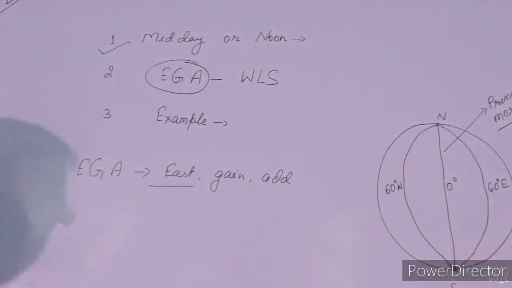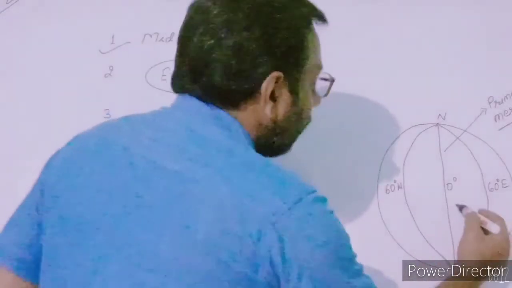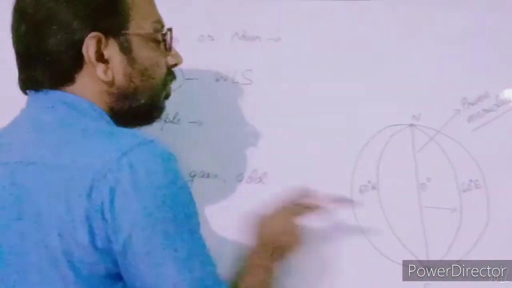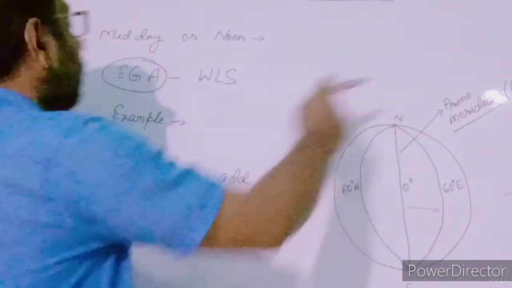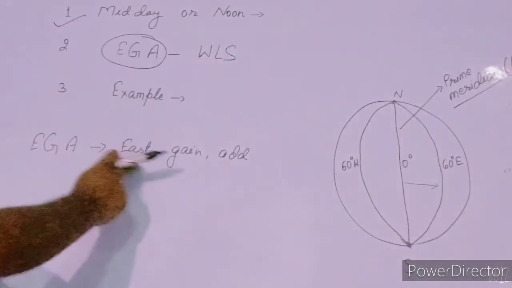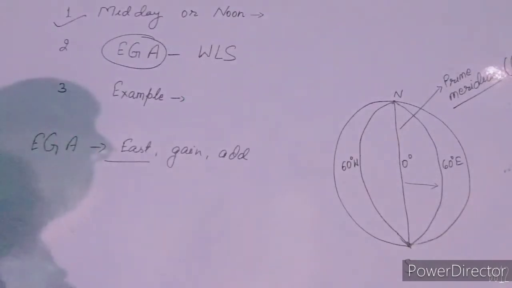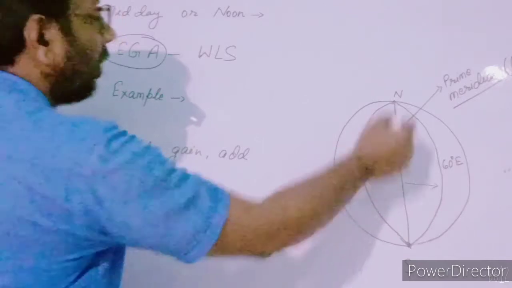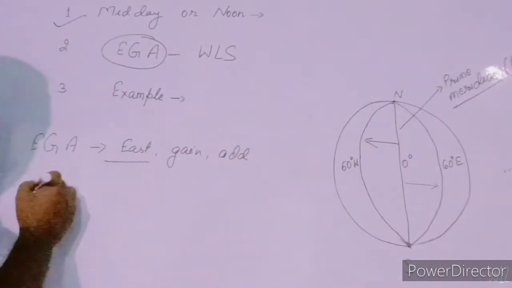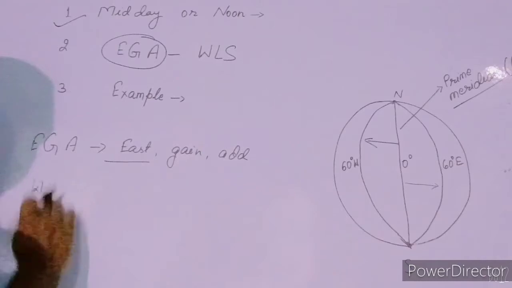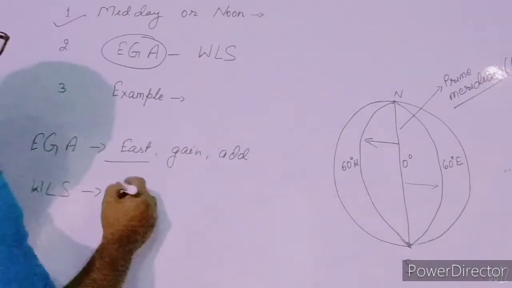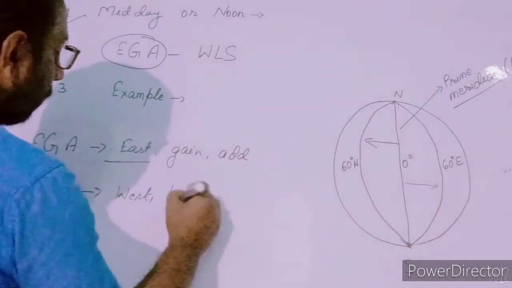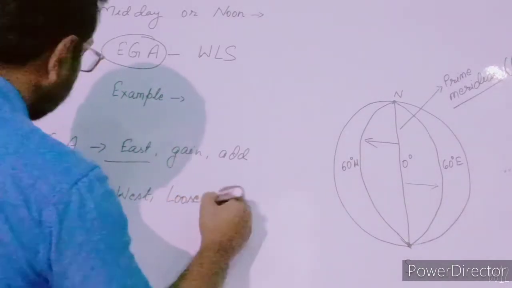I repeat, when we go east from Greenwich, this is the eastern hemisphere. If we go towards east from Greenwich, then we follow the East Gain Add formula. And when we come towards west from Greenwich, then we follow the WLS formula. It means waste, lose, subtract.